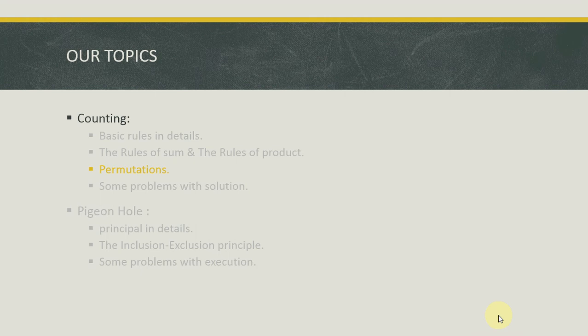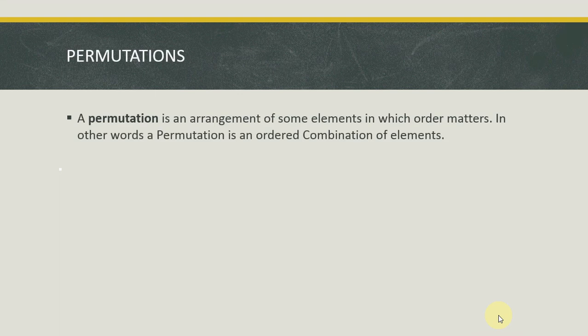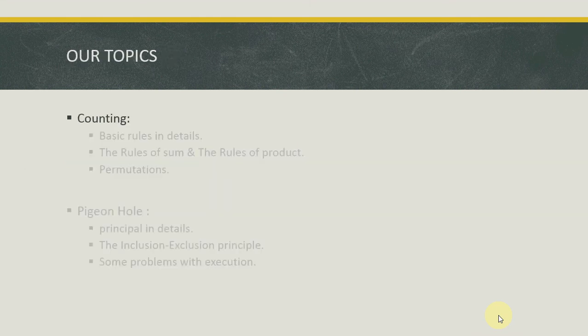Then we can discuss permutation, which is the third topic from part 1. A permutation is an arrangement of some elements in which order matters. In other words, a permutation is an ordered combination of elements. For example, from a set S = {X, Y, Z}, taking 2 at a time, all permutations are XY, YX, XZ, ZX, YZ and ZY. Well, that was our counting basics in principle.